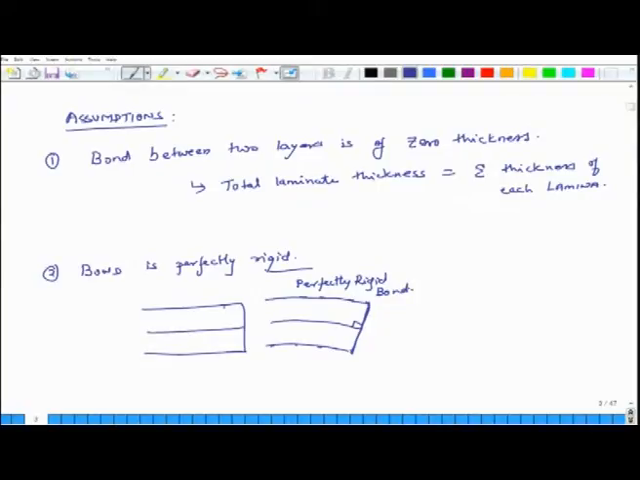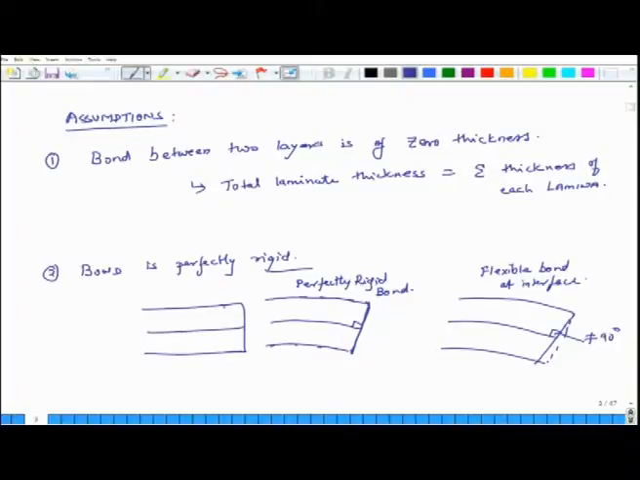Okay. If the bond was not perfectly rigid and there was sliding which was being permitted, then the shape may not look like this. So, this would have been the ideal shape, but it may look something like this, this angle may not be equal to 90 degrees. So, this is when a flexible bond is there at the interface. Okay. So, this is a very important assumption.